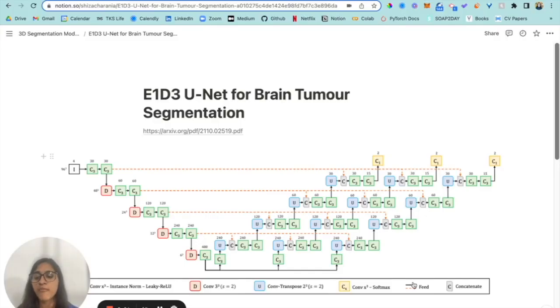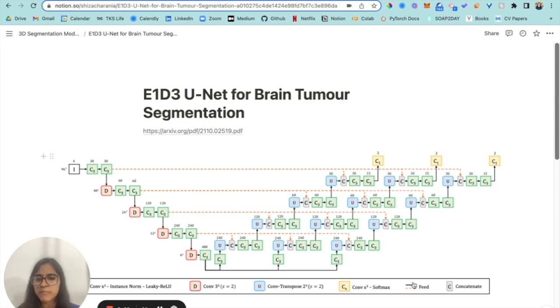The last paper I read was E1D3 U-Net for brain tumor segmentation. And the really cool thing about this model is I've been looking at models that have the encoder-decoder architecture or are variations of the 3D U-Net or V-Net model. Now with this one though, not only do you have the encoder and decoder, you now have the encoder and 3 decoders, hence the name E1D3 U-Net.